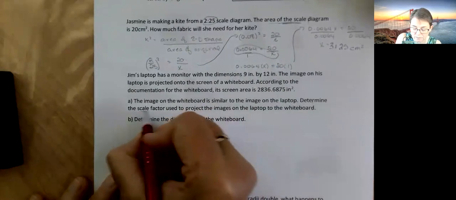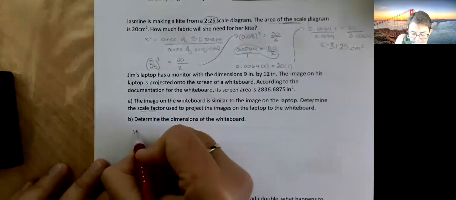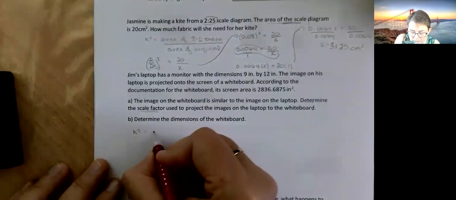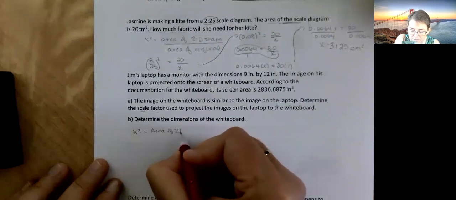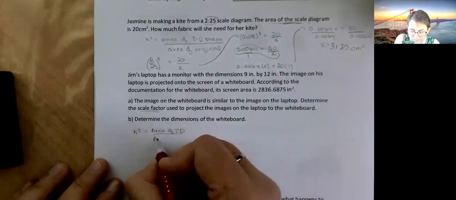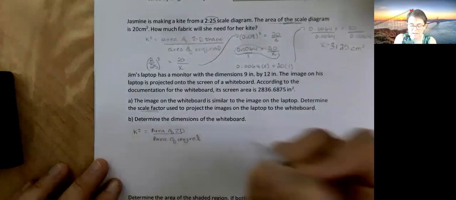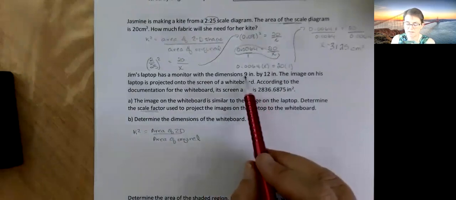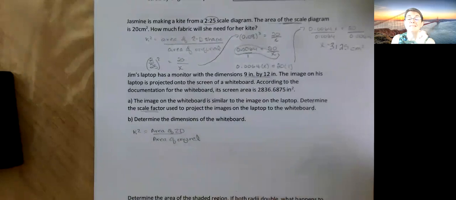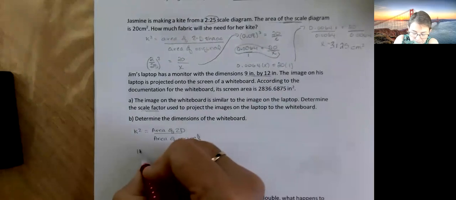Okay, so scale factor. Boom. We know what we're doing. So k squared is equal to the area of 2D over the area of original. Well, what are we going to call the original? It sounds to me like it should be this one. And this is the tricky part in the question. They don't tell you what the area of that is. So k squared.